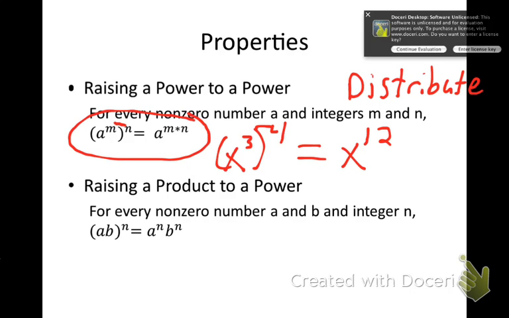If I wanted to go the long way and look at this, well, x to the third to the fourth is really just x to the third times x to the third times x to the third times x to the third. Exponents, how many times I listed it out. If I list it out 4 times, 3 plus 6 plus 9 plus 12, I still get x to the 12th. So this all comes from just understanding what an exponent means.